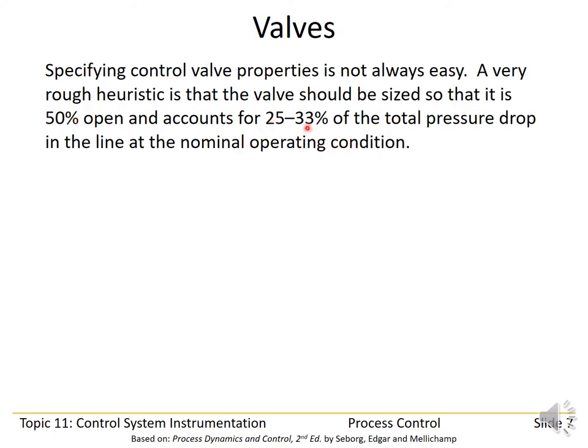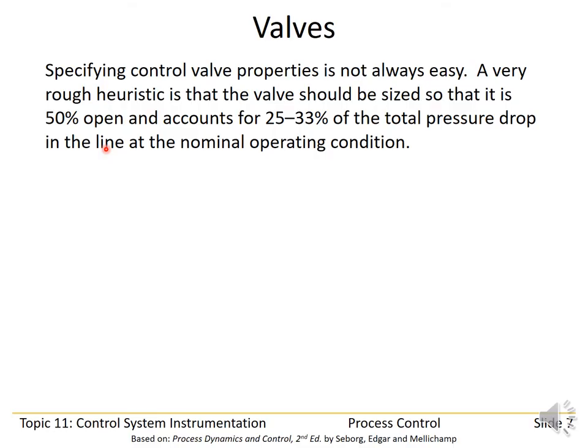Okay, it makes sense that we would want the valve to be 50% open under nominal operating conditions. This heuristic here, that the valve should account for between 1/4 and 1/3 of the total pressure drop in the line, represents a trade-off between two factors. On the one hand, if the valve accounts for a very small fraction of the total pressure drop in the line, it will be difficult to control the flow rate by adjusting the valve position. If the valve accounts for only 2 or 3% of the total pressure drop in the line, then opening the valve will result in only a very small increase in the flow rate. We'll have very poor controllability.